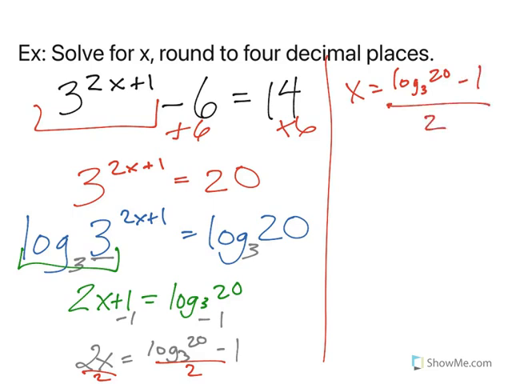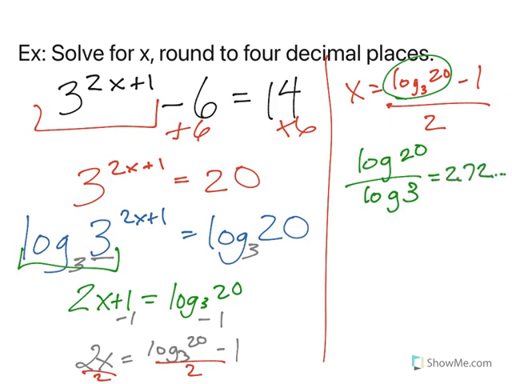So think this through in your calculator. You need to first take your log. So log of 20 divided by the log of 3. This is your first step. When you type in log of 20 divided by the log of 3, you get 2.726833, and so on. But your next step after that is to subtract 1. So now I get 1.7268, and so on, divided by 2.